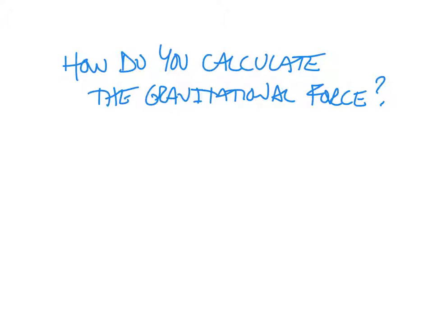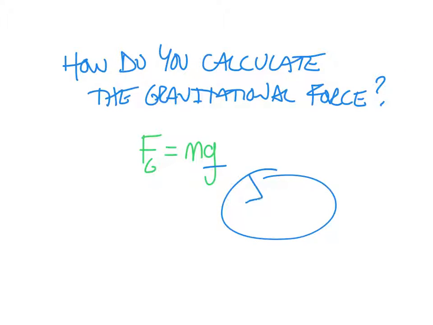Okay, today we're going to talk about gravitation. More specifically, we're going to talk about how you calculate the gravitational force. Now, you might be thinking that we could calculate the force of gravity as F of gravity equals little m little g. And that is one way to do it, but that only works if we know what little g is. And if we're on Earth, we know that that is 9.8 meters per second squared.